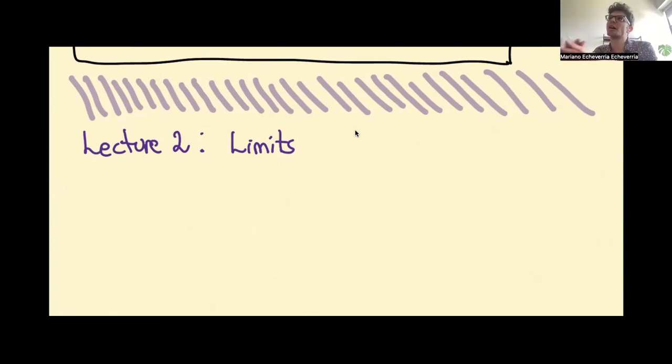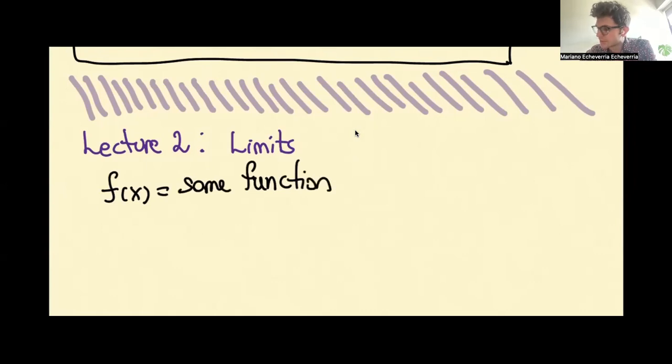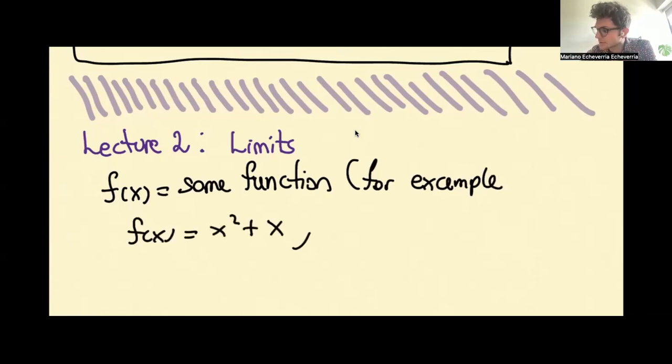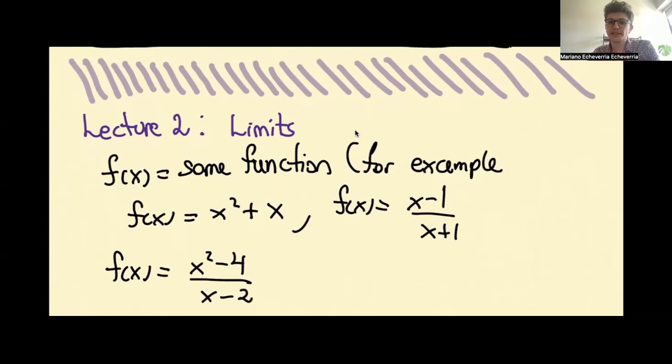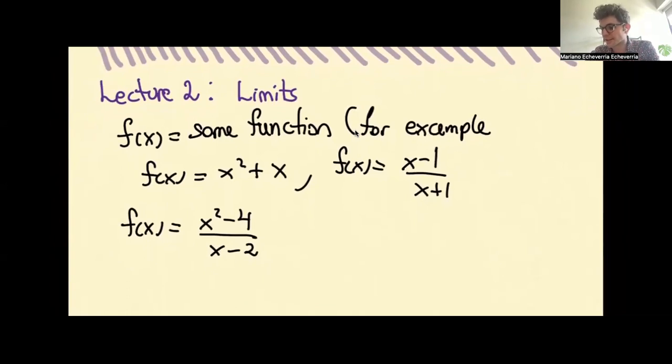Okay, so let me just tell you. There are certain different kinds of limits, but I'll start with the most basic one, trying to tell you what it means to find a limit of something. So here, f of x is going to be a function, some function. For example, f of x could be x squared plus x, or f of x could be x minus 1 over x plus 1, or f of x could be, I think this is the one we were working with yesterday near the end, x squared minus 4 over x minus 2. So f of x is just some expression of x.